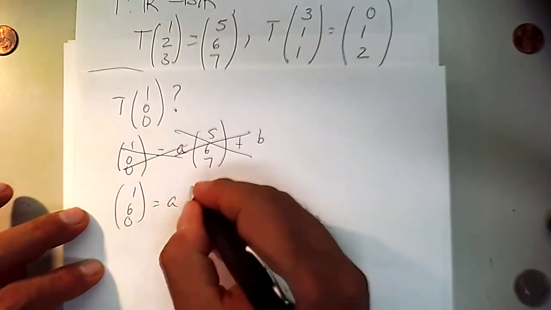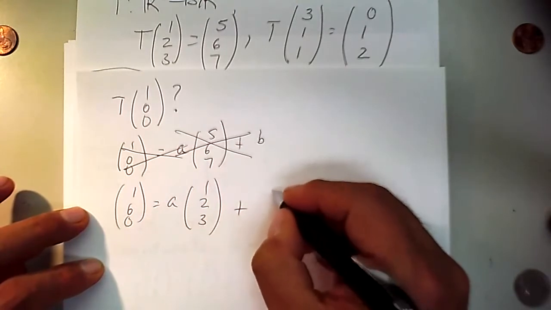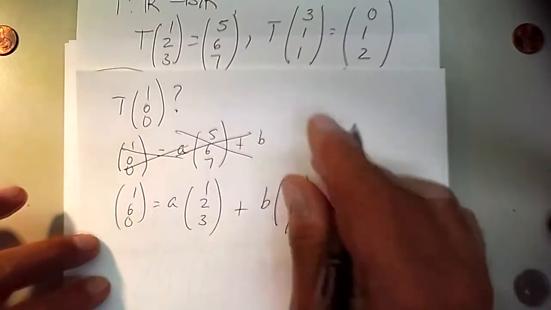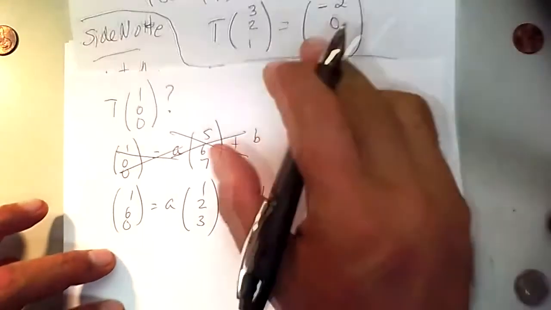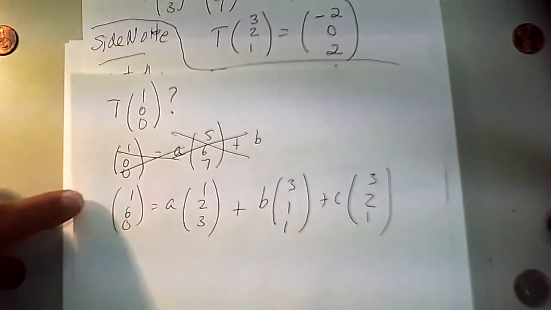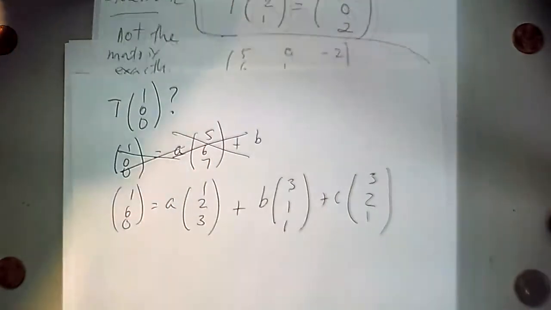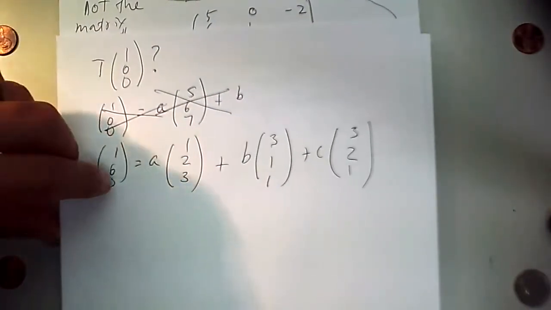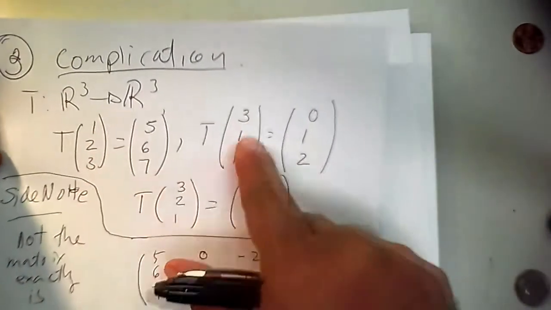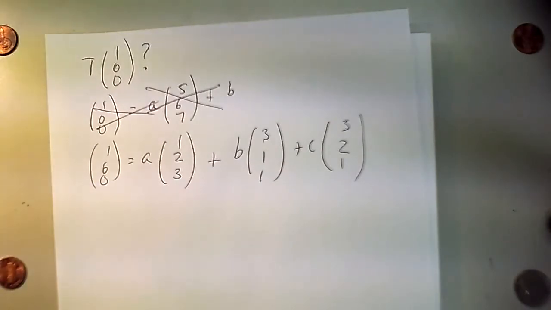We want to write 1, 0, 0 as a linear combination of those three input vectors: 1, 2, 3, and 3, 1, 1, and 3, 2, 1. I want to make sure I have the correct input vectors: 1, 2, 3, 3, 1, 1, 3, 2, 1. Okay, so let's do that.